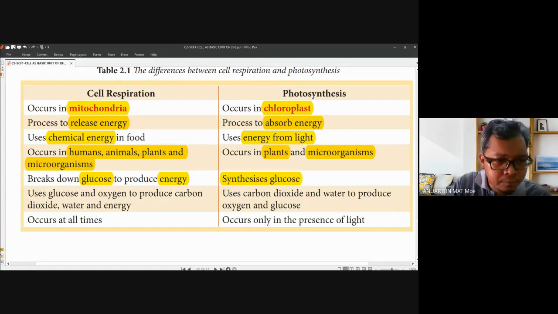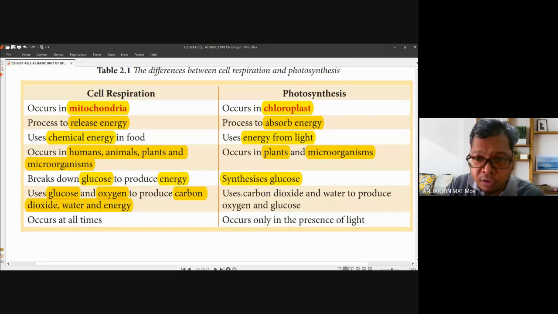Okay, next one. Again, use glucose for respiration. Use glucose and oxygen to produce carbon dioxide, water, and energy. And then for photosynthesis, use carbon dioxide and water to produce oxygen and glucose. Vice versa, just reversed. And then cell respiration occurs at all times. Photosynthesis only occurs in the presence of light.